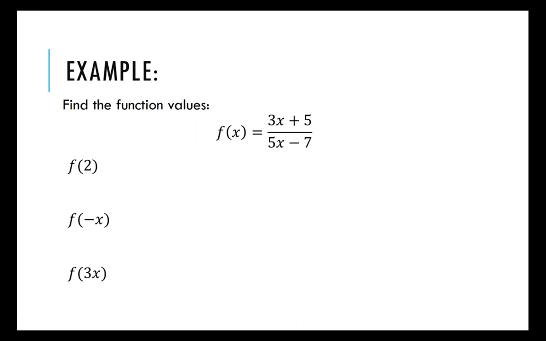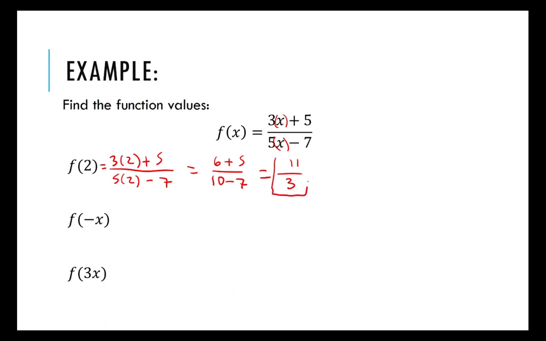So now we're trying to find f of x, where our function is a rational expression. Replace our x with the value getting plugged in. F of 2 is then 3 times 2 plus 5 divided by 5 times 2 minus 7. That's equal to 6 plus 5 divided by 10 minus 7. 6 plus 5 is 11. 10 minus 7 is 3. 11 thirds. Double check to make sure it won't simplify, but 11 and 3 are relatively prime. That is, they don't have a common factor, so they won't reduce.